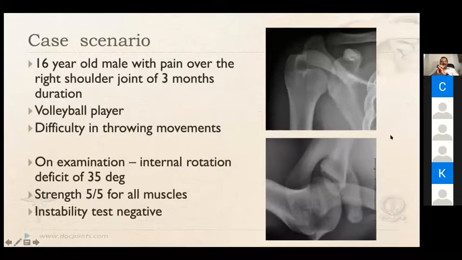All right, I'll show you one more case scenario. A 16-year-old male with pain over the right shoulder, 3 months duration. He's a volleyball player, but now he's finding it difficult to throw the ball. On examination, there is internal rotation deficit. There is a stiffness in internal rotation of around 35 degrees, which is quite significant. The muscle strengths when tested are all 5/5. The instability tests. What are the instability tests? Dr. Shyam? What are the tests for anterior instability?